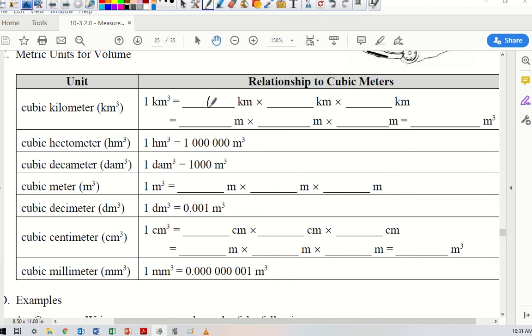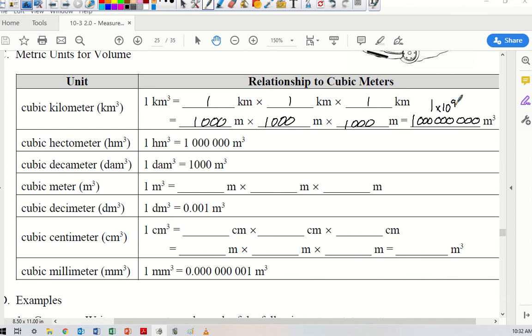1 cubic kilometer is 1 kilometer by 1 kilometer by 1 kilometer, and we know that there is 1,000 meters in 1 kilometer. So we would take 1,000 meters, multiply it by 1,000 meters, and multiply it by another 1,000 meters to give you 1 billion cubic meters. 1 followed by 9 zeros, 1 billion, which if you're scientifically inclined you can write as 1 times 10 to the power of 9 if you want.